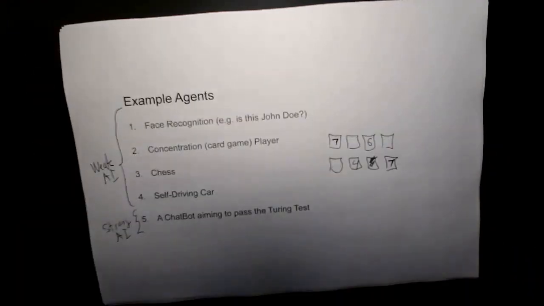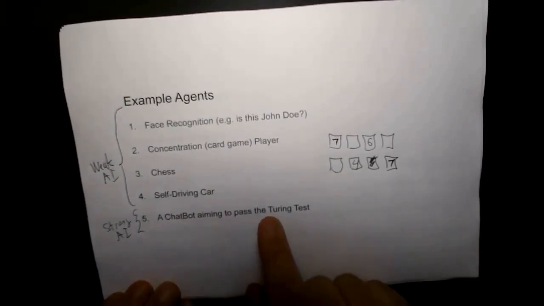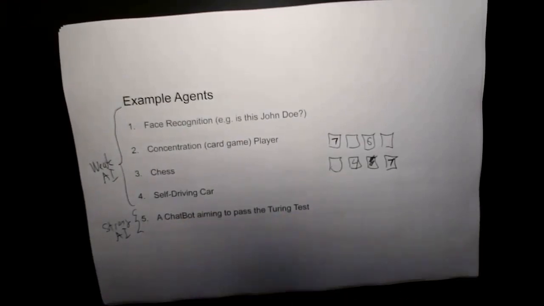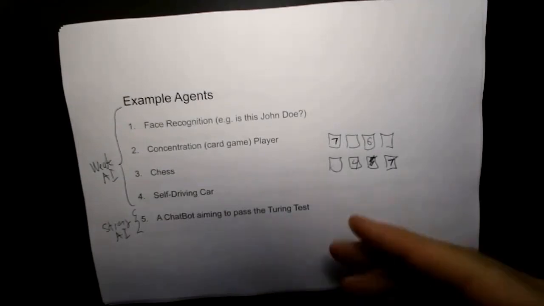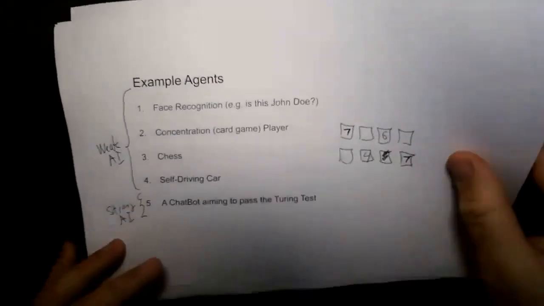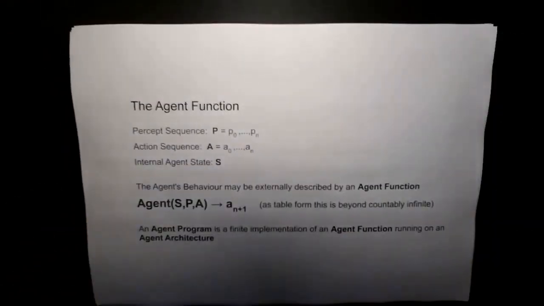And then the final one we want to talk about is a chatbot aimed to pass the Turing test. So a chatbot that is indistinguishable from a human. If it passes that, that's an objective criterion. If we give it 50 people, and half the time they're chatting with a human and half the time with a machine, and they can't discern whether they're talking to a machine or a human, then we've passed the Turing test, if we can do that in a repeatable fashion. Okay, so those are our example agents that we'll keep in mind.